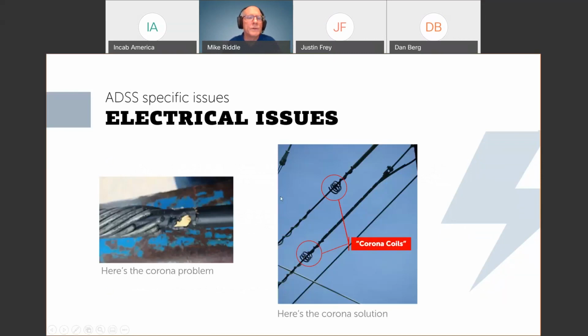And here's some pictures. This is that corona problem that I mentioned. And corona coils are the solution.